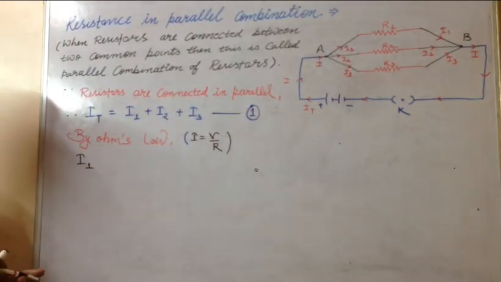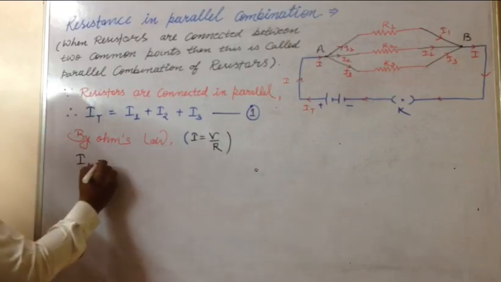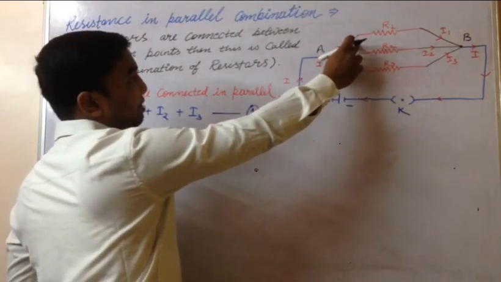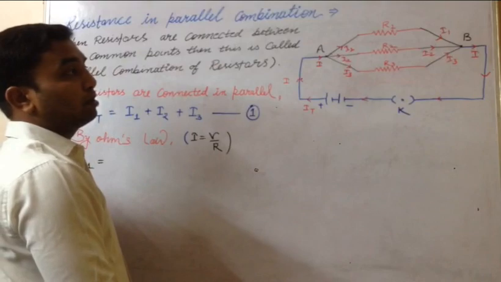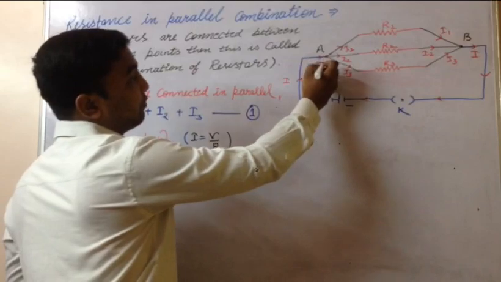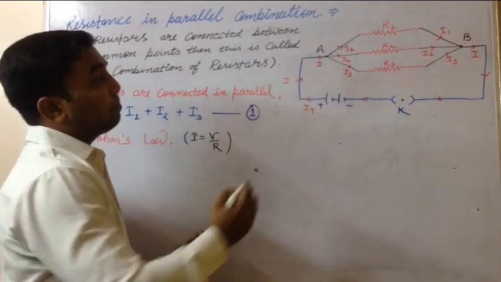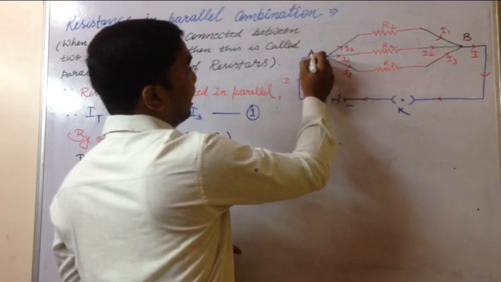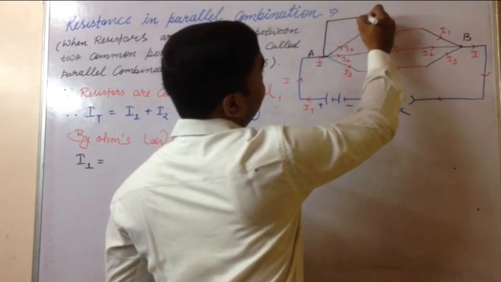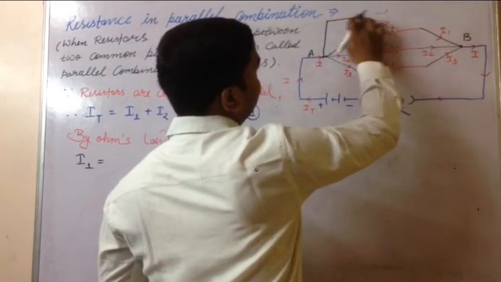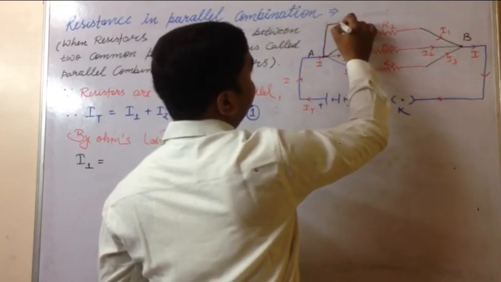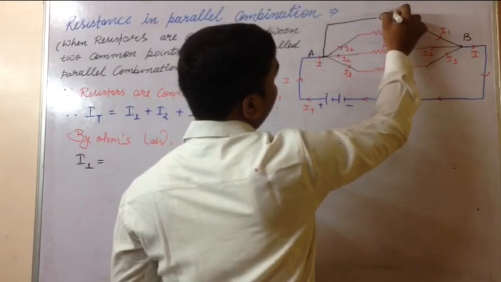Now I1 equal to, what can I write? What current is passing from here? I1. Can you tell me the value of I1? How can I calculate it? What should we know? We should know the potential difference first of all. So we will have to find out the total potential difference here. What is the total potential difference here?